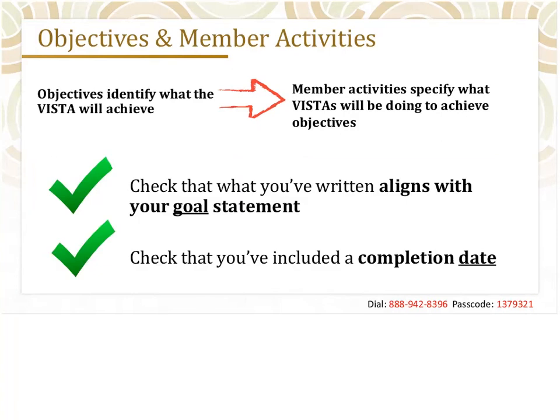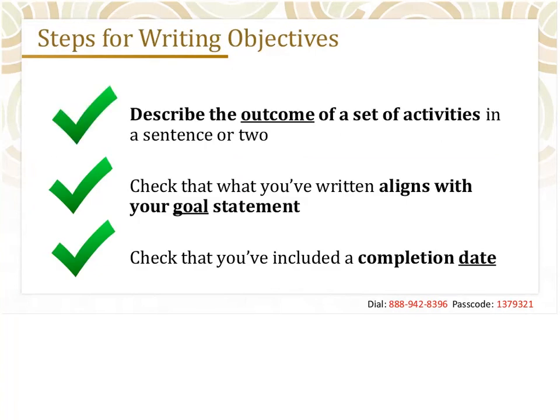I'm going to go ahead and move us forward. We want to make sure that we're describing the outcome of the set of activities, not more than a sentence or two. This is not about writing whole paragraphs, just a couple of key sentences. Check back and make sure that what you've written for your outcome and for your objectives aligns with your goal statement.